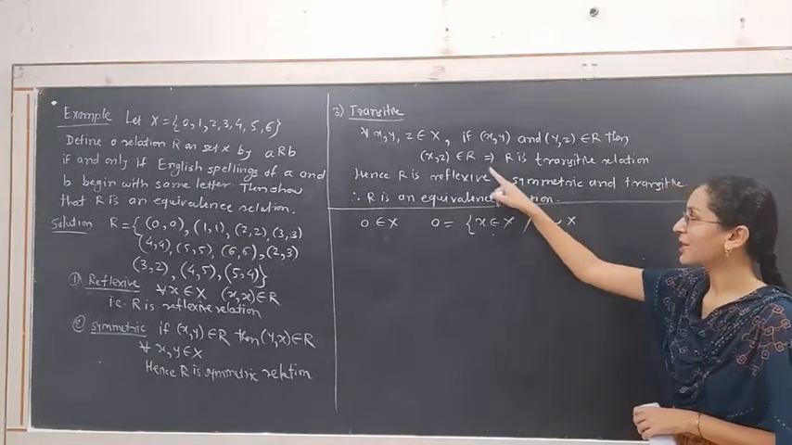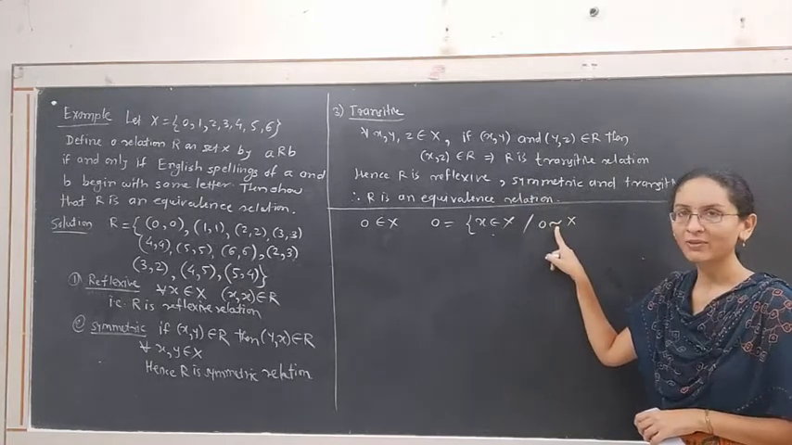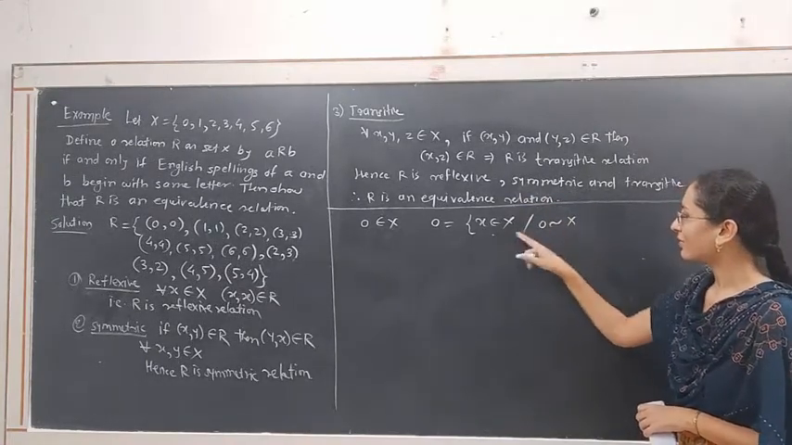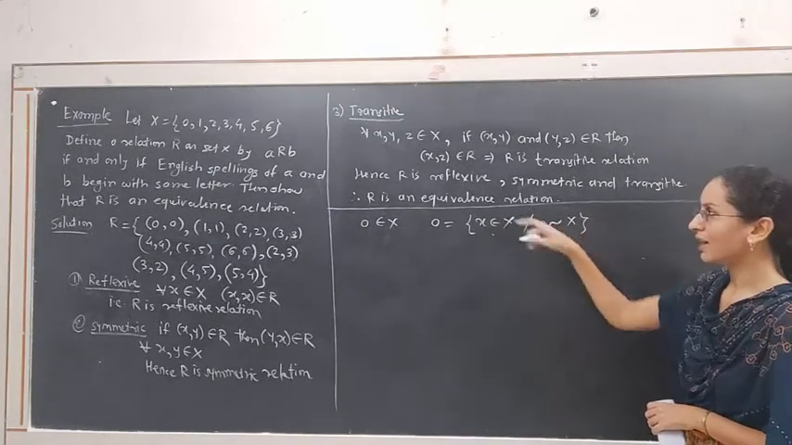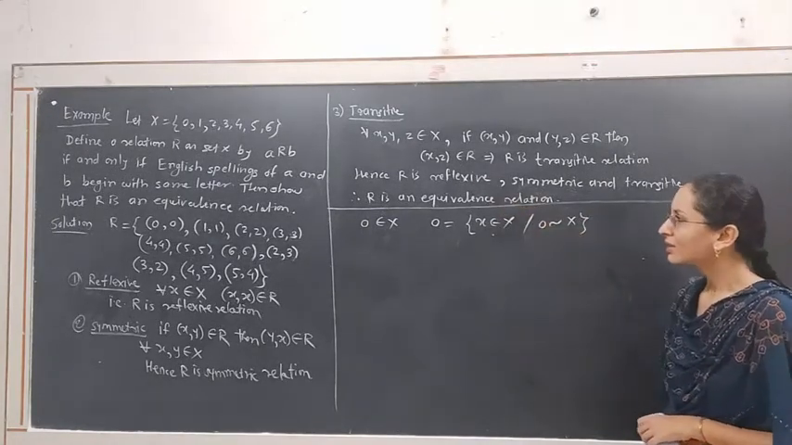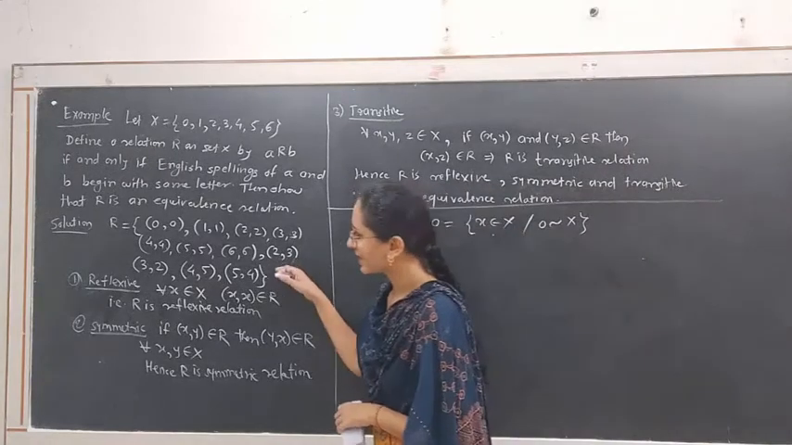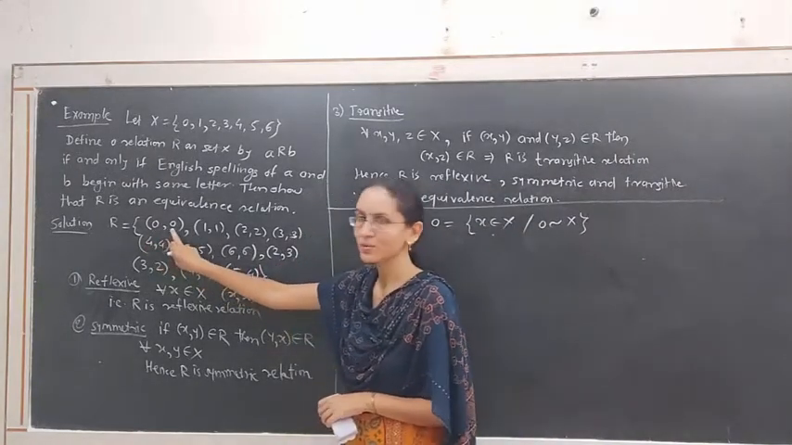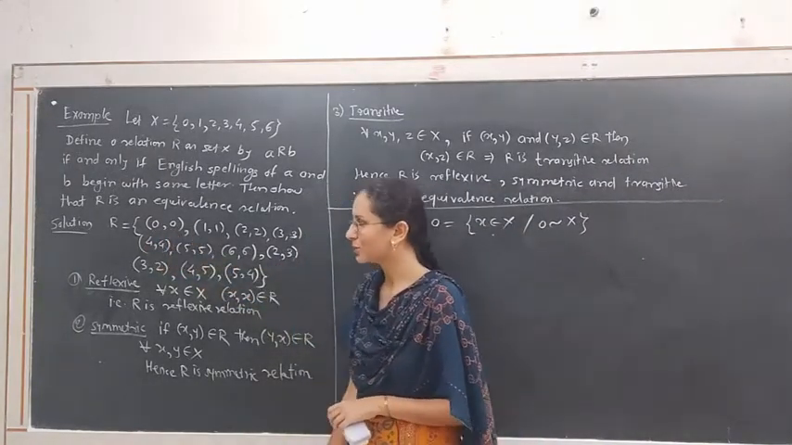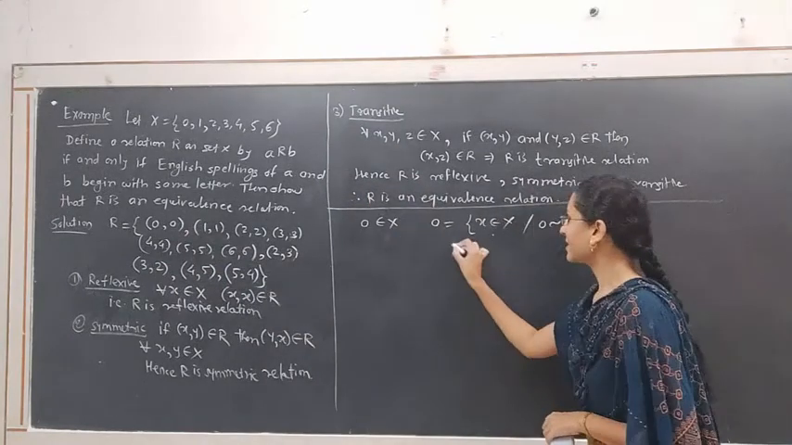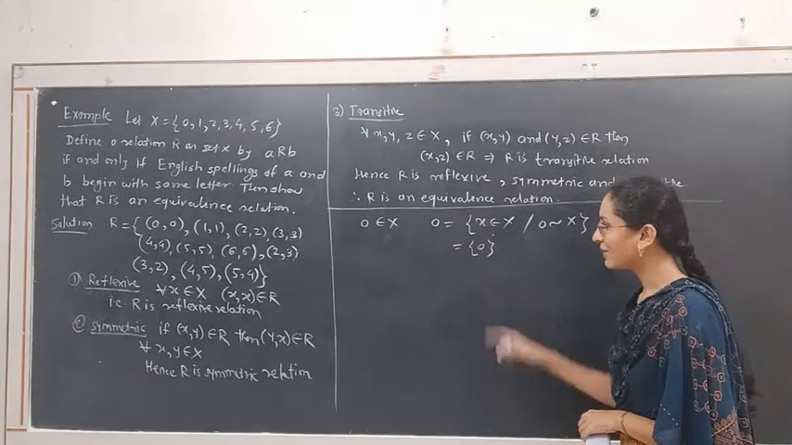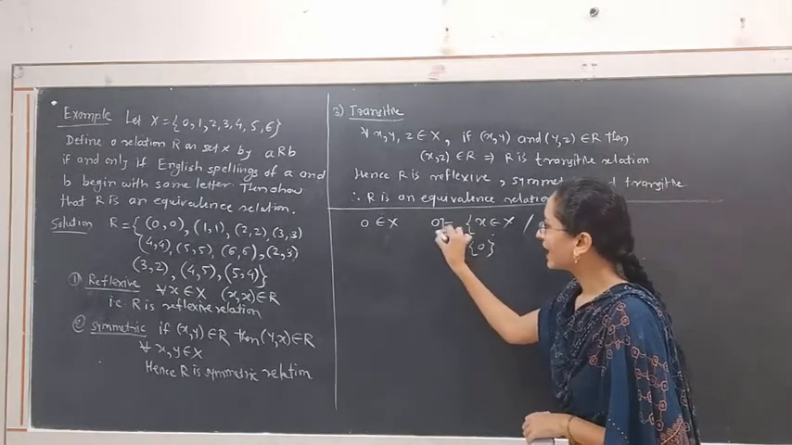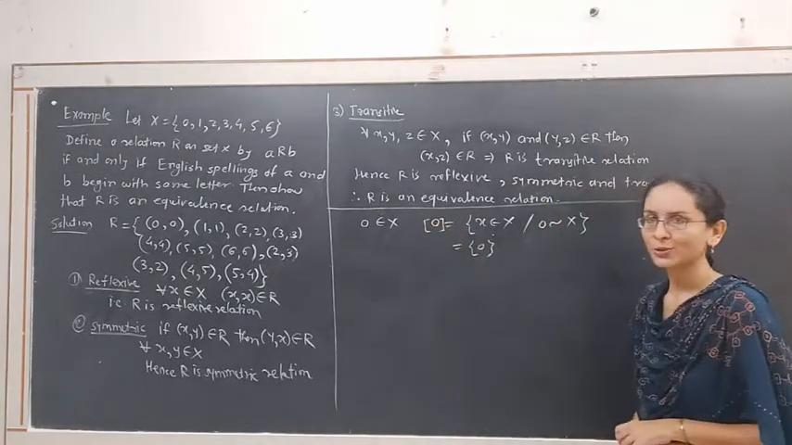We denote this relation R by this symbol because it is an equivalence relation. Find all those X to which 0 is related under this relation. Then we get from this set R, 0 is related to 0 only and not to any other element. Hence this set contains only a single element, 0. This is called the equivalence class of 0.